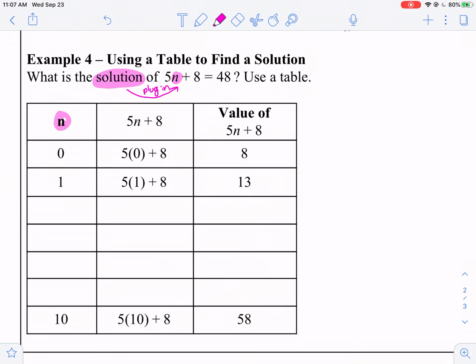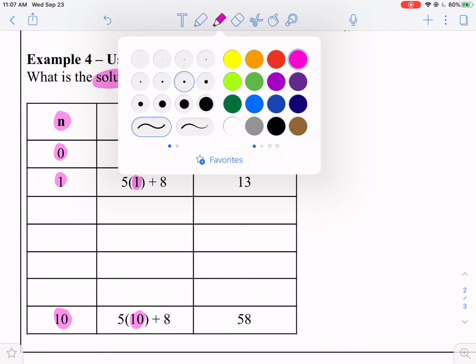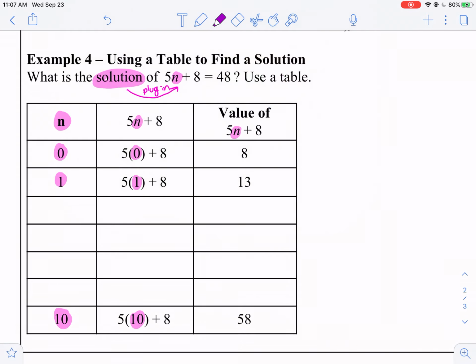So we'll just pick a bunch of n's and we'll say, hey, if we plug it in to 5n plus 8, what do we get? And we end up with an answer. So we get 8, we get 13, we get 58. I'll walk you through those steps. The reason I pick 0, 1, and 10 is because these are easy numbers. I'm going to start with easy numbers.